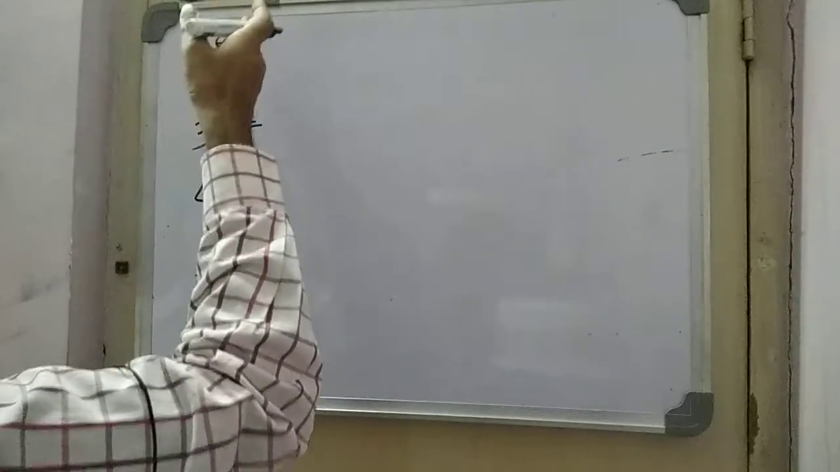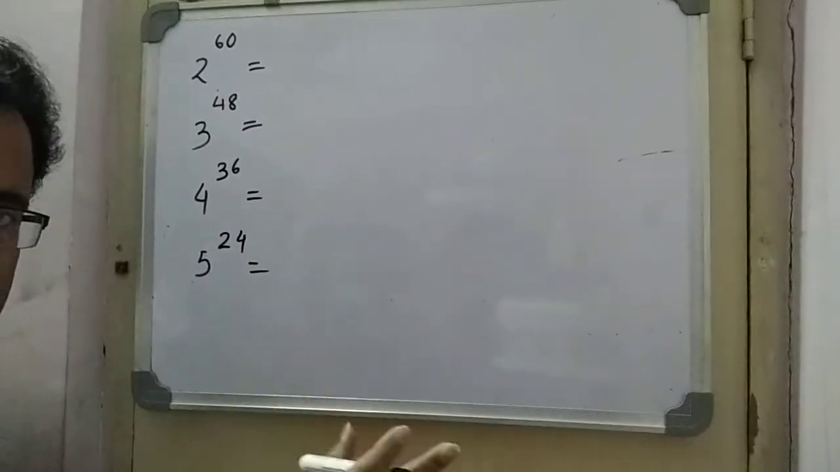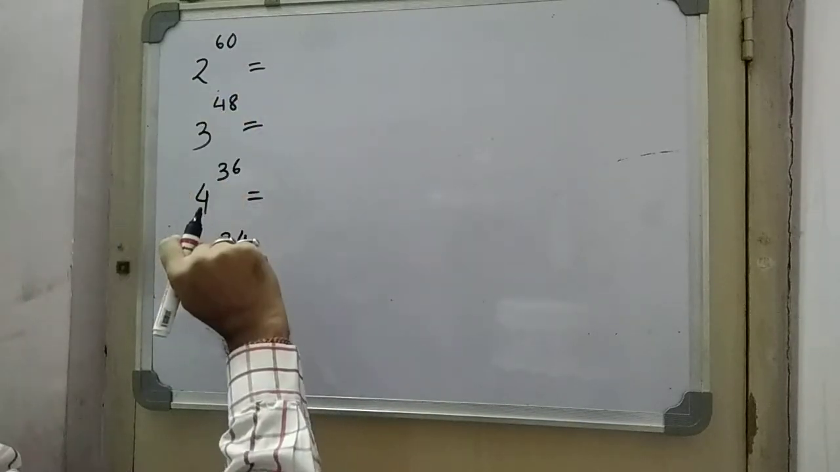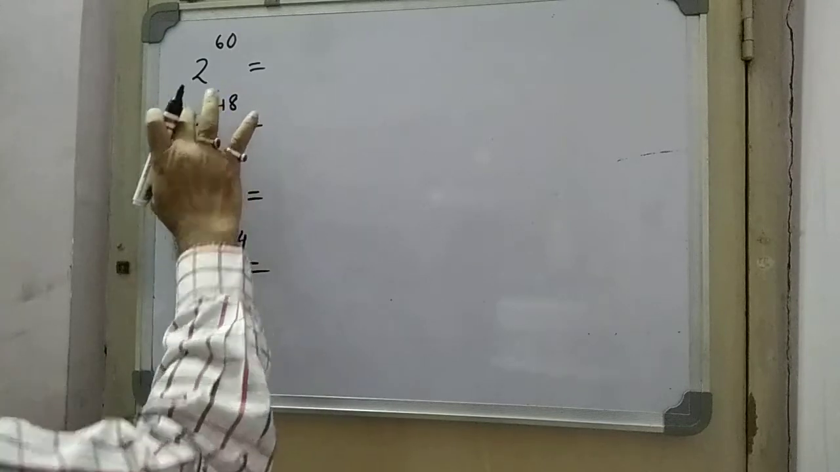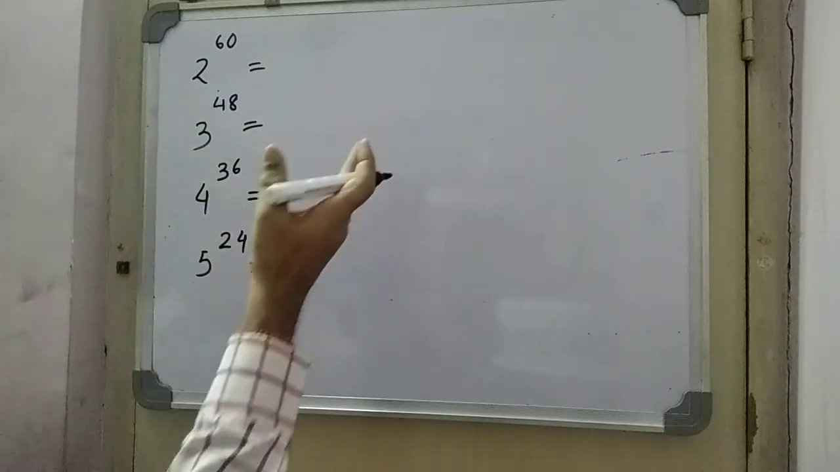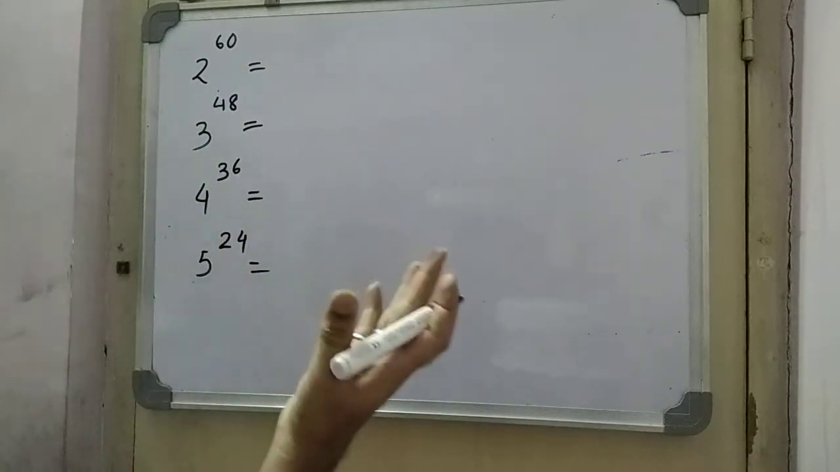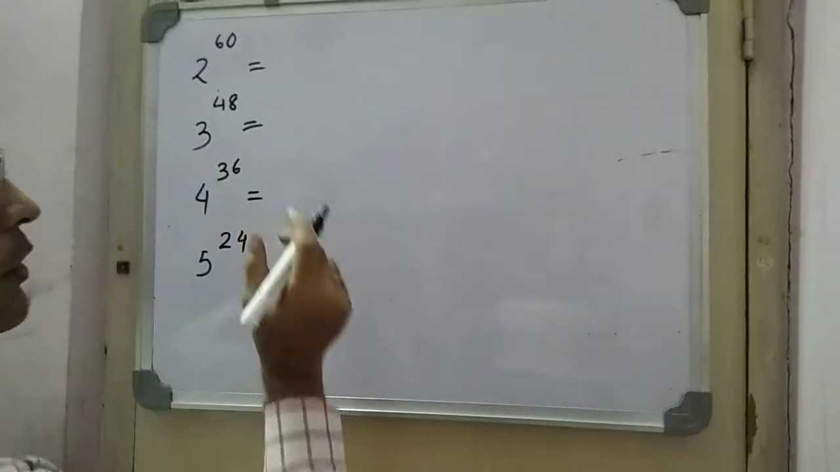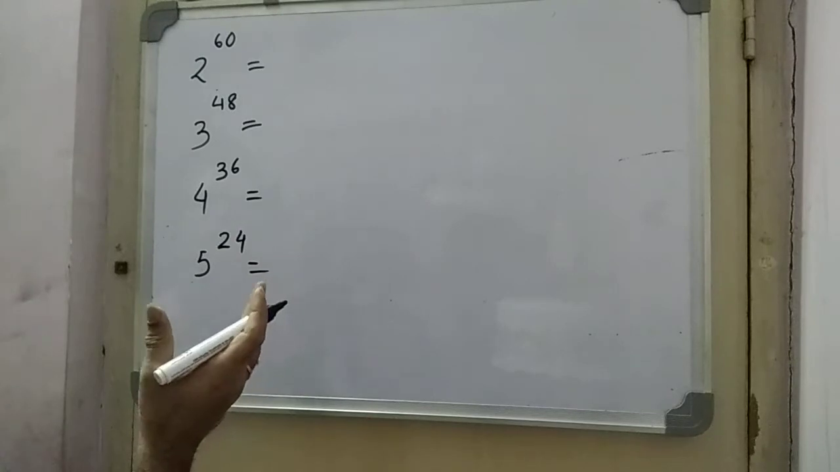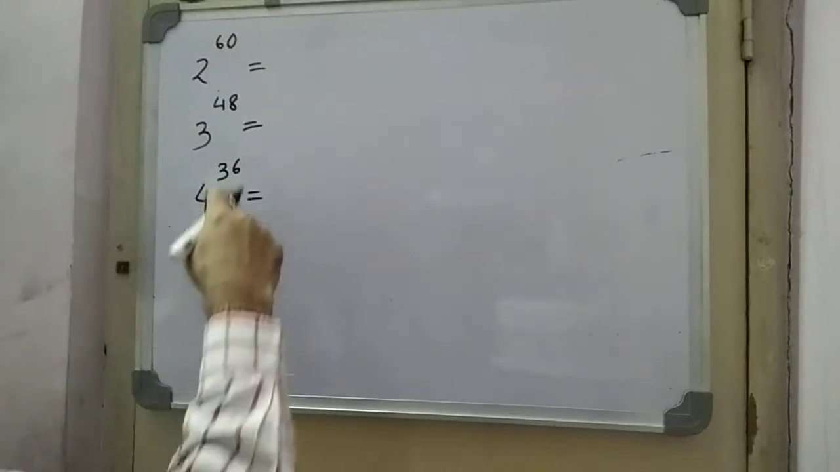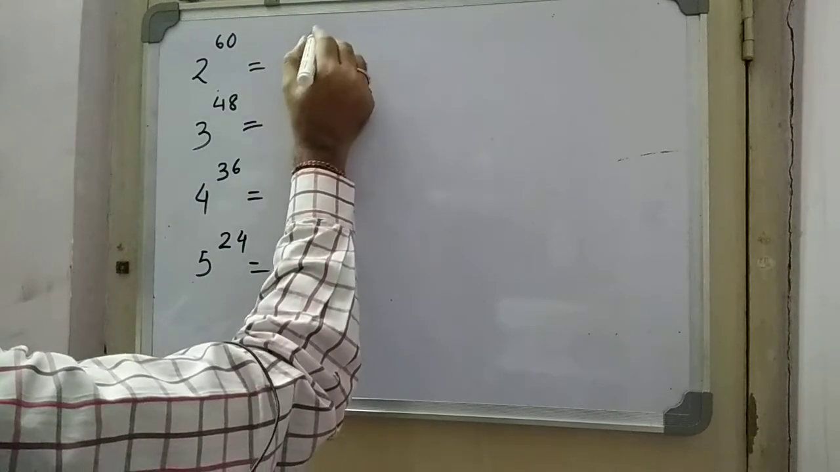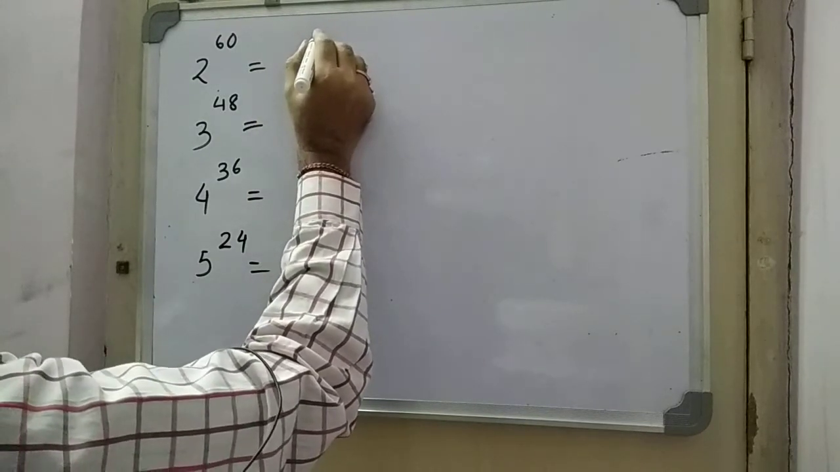So either we have to calculate it, that is not logical at all. So another way is either you make the base equal or the power equal, so that you can compare. So what I will do, I will make the power equal here. How can I do that? The HCF of all these is 12. So I will break the power as a multiple of 12.